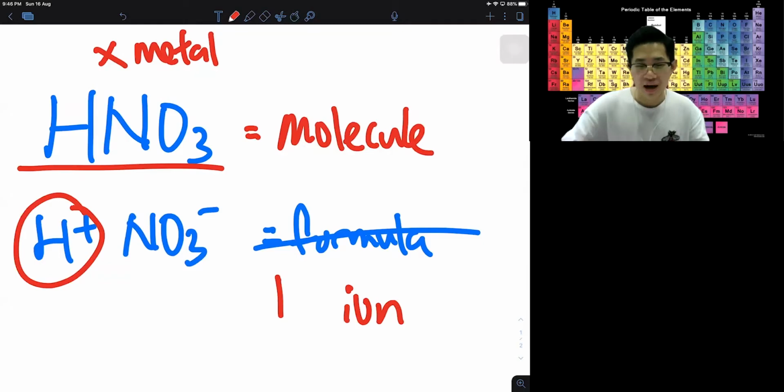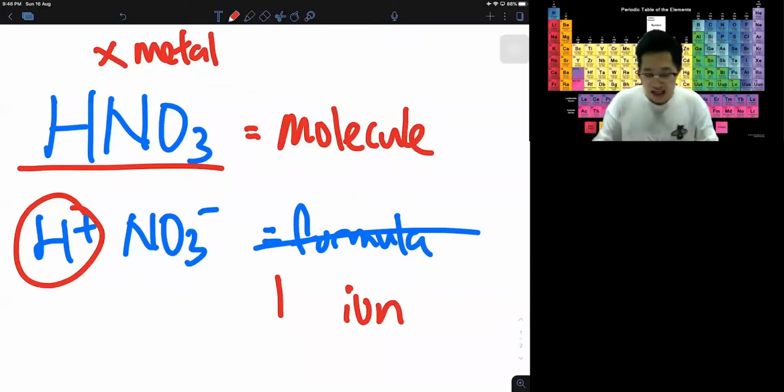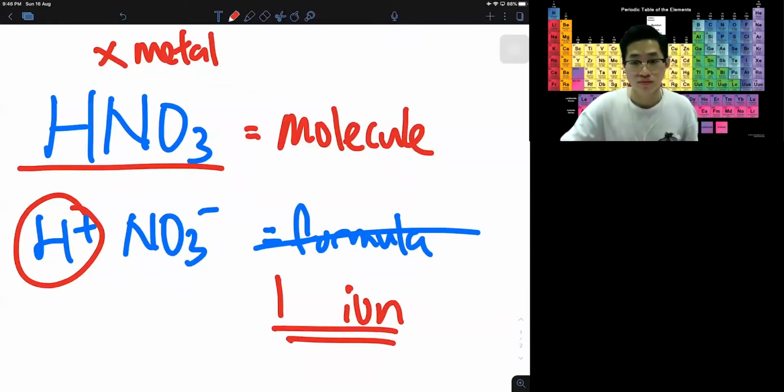So it's not very complicated, but a bit, okay? They are molecule, but actually they can ionize in water. That means when water is pairing with them, they can actually become ion. Get it? Good.